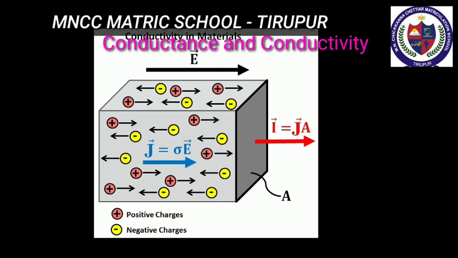Now let's learn about electrical conductivity. The reciprocal of electrical resistivity of a material is called its electrical conductivity. That means sigma is equal to 1 by rho. Its unit is ohm to the power minus 1 meter to the power minus 1. It is also represented as mho meter to the power minus 1. Here sigma means electrical conductivity.